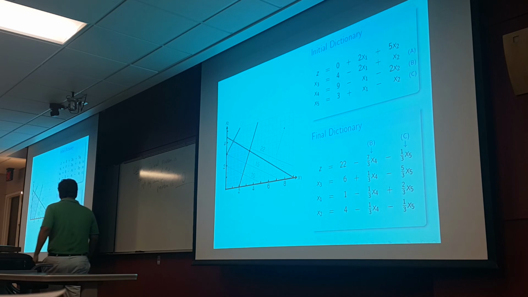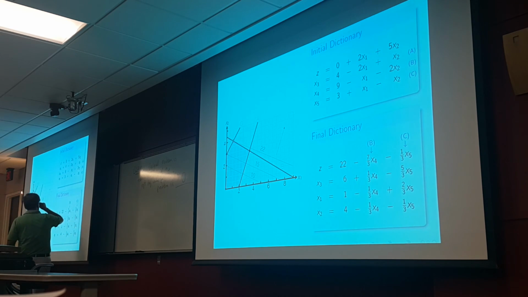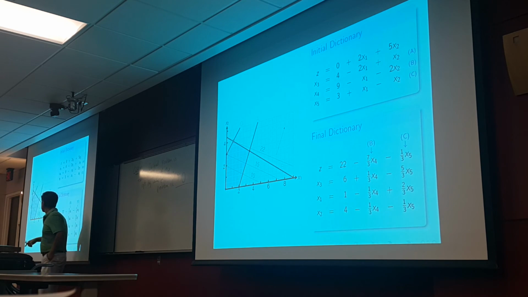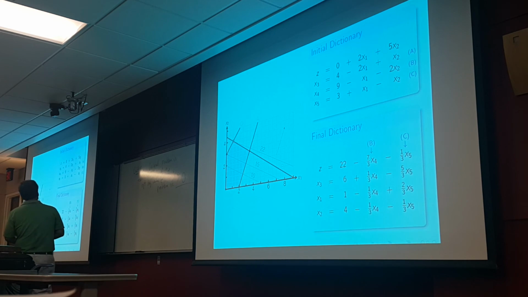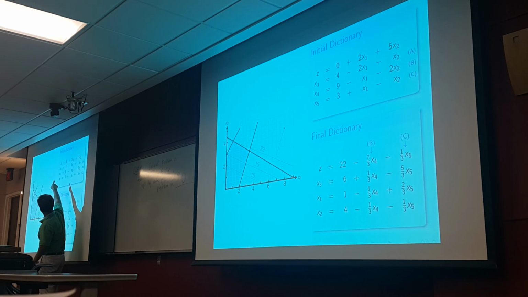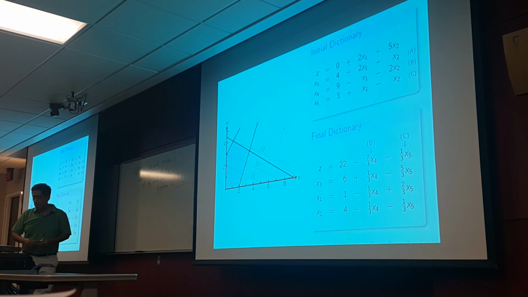All right, let's go back to this. This is my final dictionary, which has minus 7/3 multiplying x4 and minus 1/3 multiplying x5. x4 corresponds to constraint B, and x5 corresponds to constraint C. And of course x3, the slack variable corresponding to the first constraint, is multiplied by 0, because there's no x3 term here.